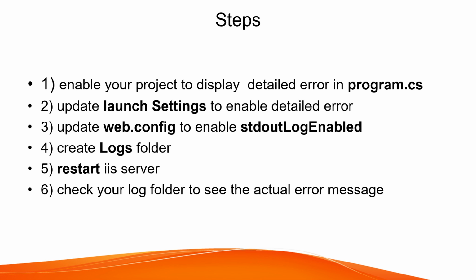So these are the steps that you must take to get your exact error message. The very first thing you should do is to enable your project to display the details of your error messages. Number 2 is you should update your launch settings to enable detailed error. The third one is update web.config to enable stdout log enabled. And the other one is to create logs folder. The fifth one is restart your IIS server, and finally you should check your log folder to see the actual error message.